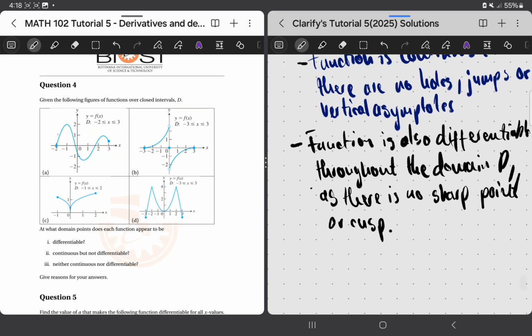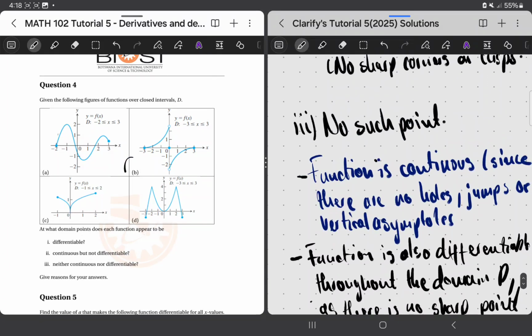Now we're going to do part B, where we answer all these questions for this second graph. Goodbye for now. See you in the next one.